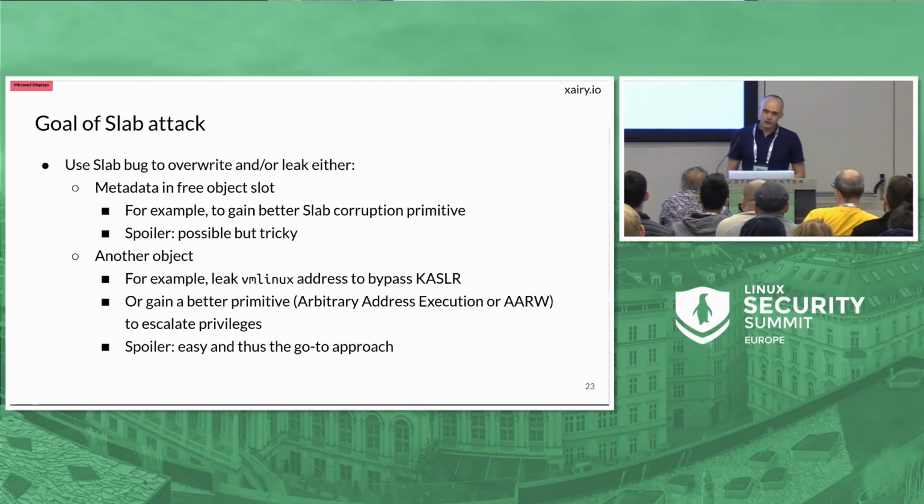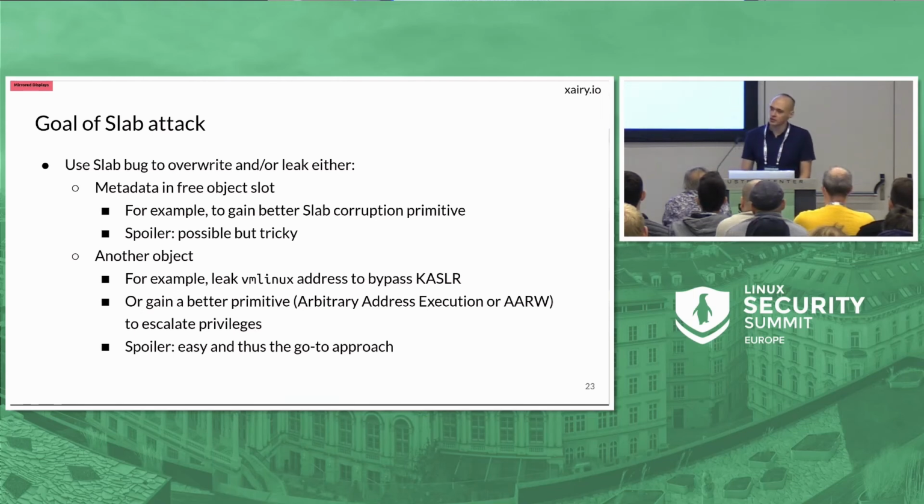A Linux kernel exploit that uses a SLUB bug wants to use the SLUB memory corruption to do one of two things. Either it wants to attack the metadata that is stored within the free slot, which is tricky with this allocator due to mitigations, but still possible. Or maybe it wants to corrupt some other object. You can imagine that if we have another object that contains, for example, a function pointer, and we're able to override that function pointer via out-of-bounds or use-after-free, and then make the kernel trigger that function pointer, we might be able to hijack the control flow of the kernel execution and thus escalate privileges, as an example. And this is a much easier approach.